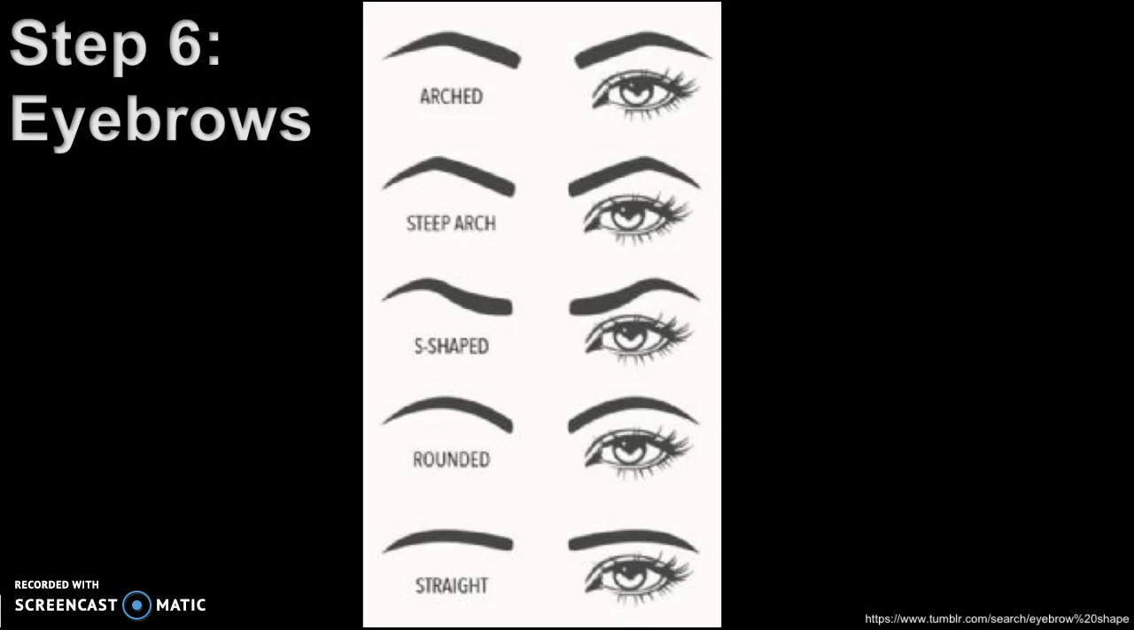And these are just the different types of shape. We have arched, a steep arch, an S-shaped brow, a rounded shaped one, and a straight one. This is mostly knowing what you like. I use a powder product for my brows. And then I clean up the edges with concealer, which is another really good step in making sure you have a good shape and a good sharp tail on your brow.